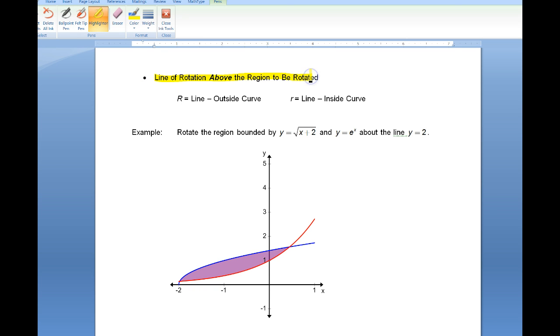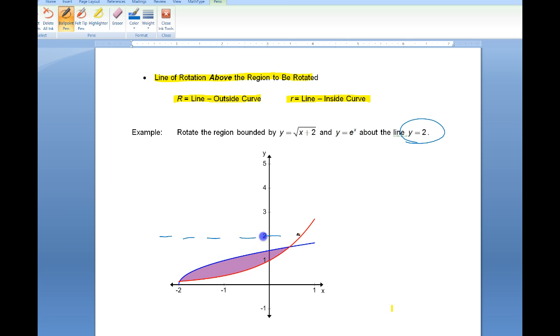All right, what happens when the line of rotation is above the region to be rotated? It just flips. So instead of the curve minus the line, it's going to be the line minus the curve. Hey, I got 19.75. So, okay, let's look at the example that we have here. This one is going to be rotated about the line y equals 2.